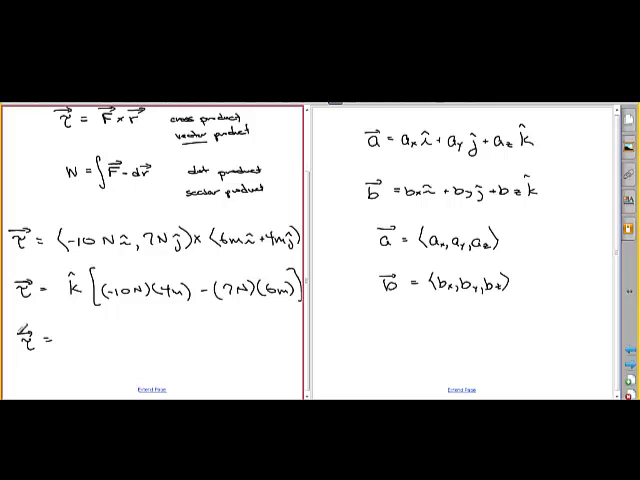And so I don't have to deal with sines or cosines or any angles, I just have to do this cross product. So you get negative 10 times 40 minus 7 times 6. And so I get negative 82. Negative 82k. So that's the magnitude of the torque vector. This is the direction of the torque vector.